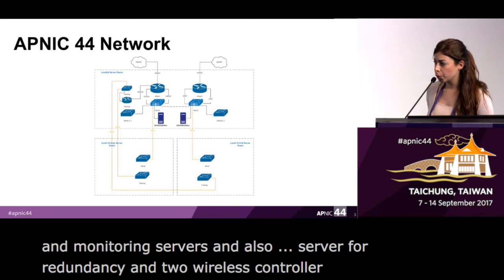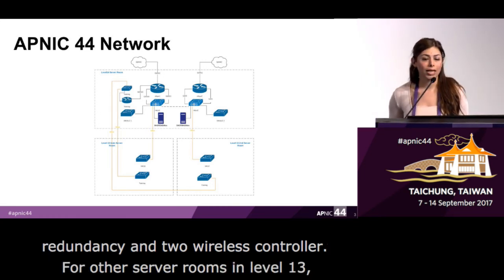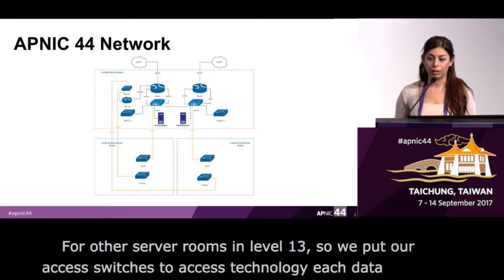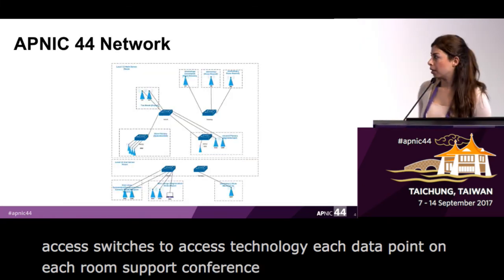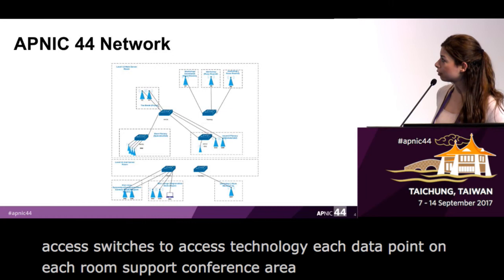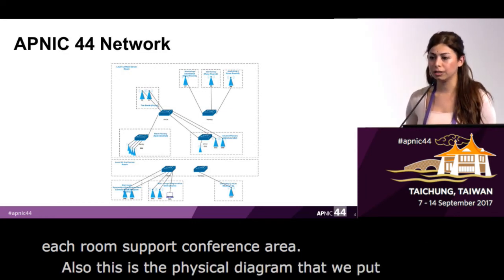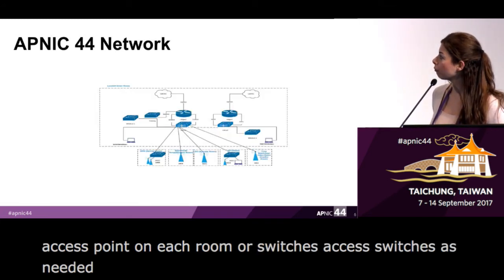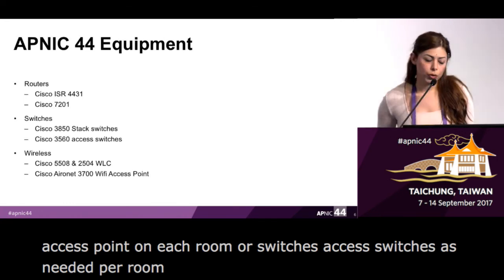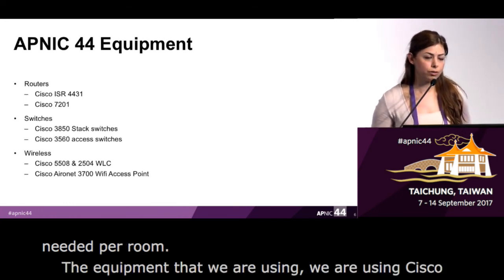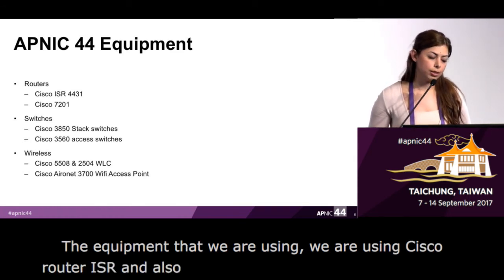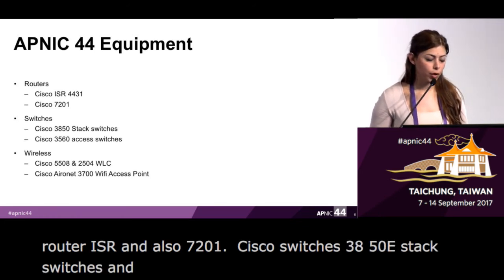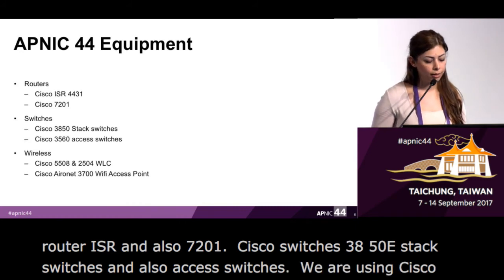For the other server rooms on level 13, we put our access switches to reach each data point in each room for the conference area. This is also the physical diagram showing where we put our access points and access switches, as needed per room. The equipment that we are using is Cisco ISR and 7201 routers, Cisco 3850 stack switches, and access switches. We are using a Cisco wireless controller and Aeronet Wi-Fi access points.